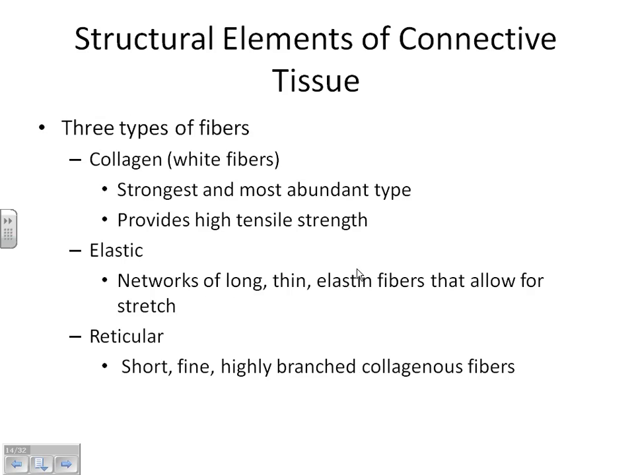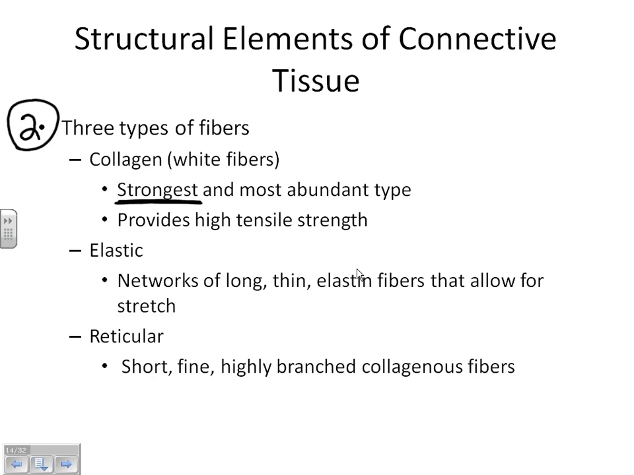All right? Component number two of connective tissue are the fibers. There are three types of fibers, and you saw these in lab. Number one is collagen. Number two is elastic. And number three is reticular. Collagen fibers are the most abundant. They are the strong fibers. They are what keeps everything in the tissue nice and firm.